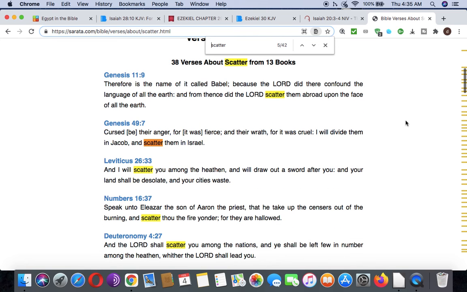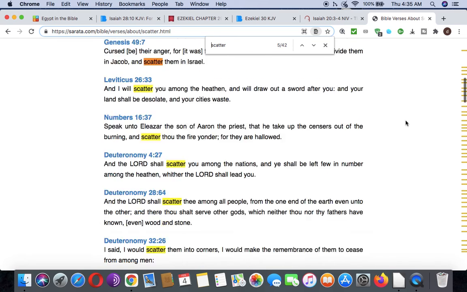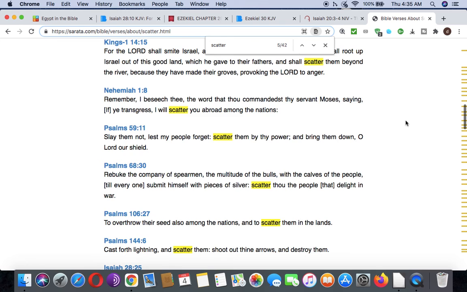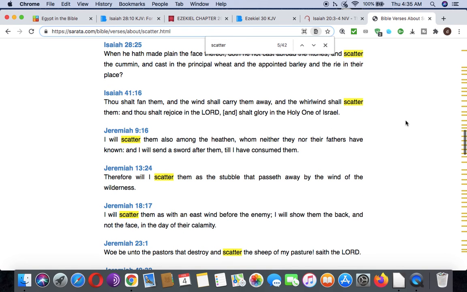All right, look at this here. Look at all the scattering happening to the Israelite. But we're going to pay attention to this one down here. We're going to pay attention to Jeremiah 9. Right? It says, I will scatter them also among the heathen, whom neither they nor their fathers have known, and I will send a sword after them till I have consumed them.